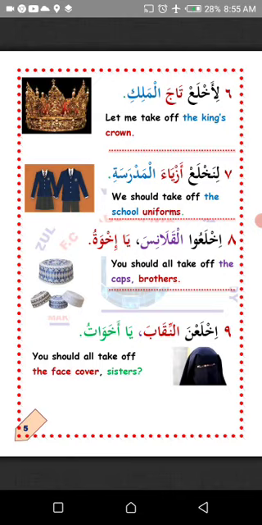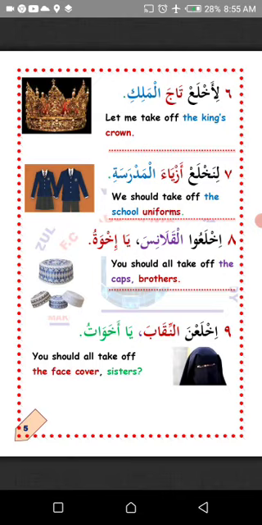Number seven: لنخلع أزياء المدرسة. We should take off the school uniforms. Remember, أزياء is the plural form of زِيّ. زِيّ المدرسة, school uniform.